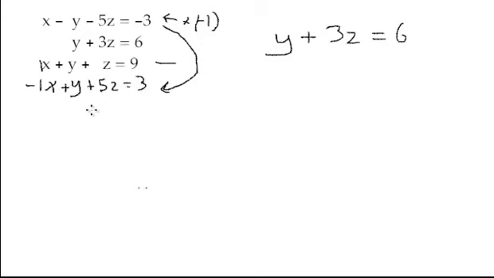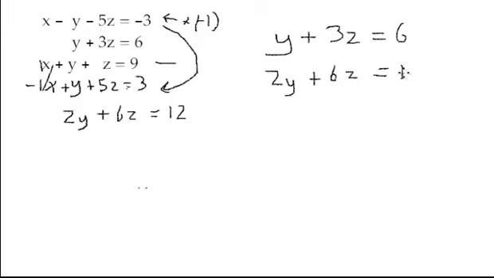Okay, add these together. Let's have a look. So the x's will go, so I have 2y plus, what's that? That's 1z and 5z, 6z equals, that's 12. Is that right? 12. Okay, so I'm going to put that over here with this one. So 2y plus 6z equals 12.